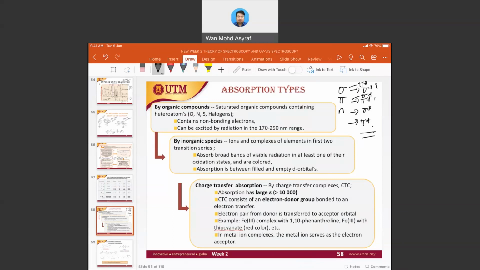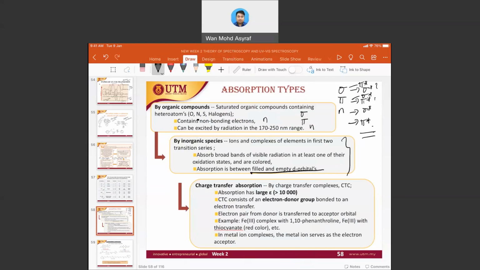For example, saturated organic compounds containing heteroatoms O and S, and halogens, would contain non-bonding electrons. So straight away there is an n here, non-bonding. All of the organic compounds would have sigma and pi transitions, but a compound that contains non-bonding electrons will have another n transition. For inorganic species, ions and complexes of elements in the first two transition series will be able to absorb bands of visible radiation in at least one oxidation state, and are colored. Absorption is by filled and empty d orbitals. So this is for inorganic species.